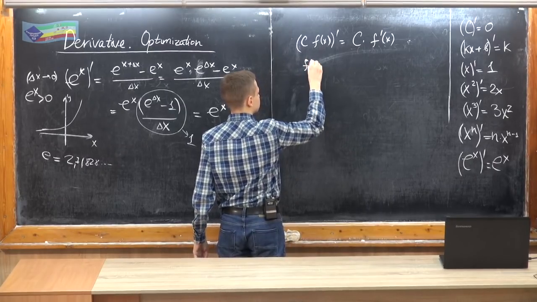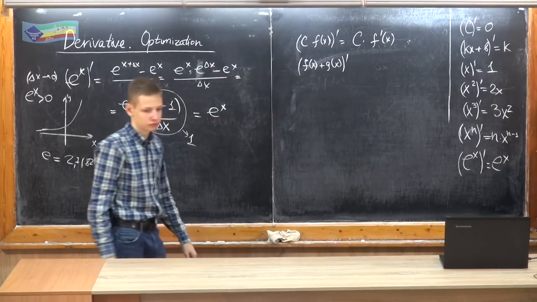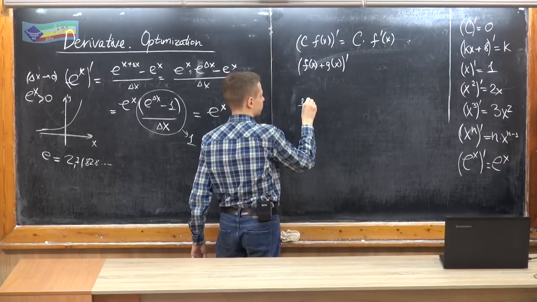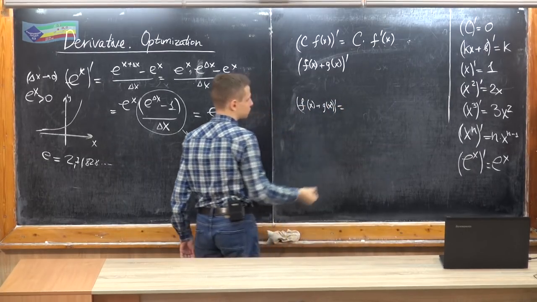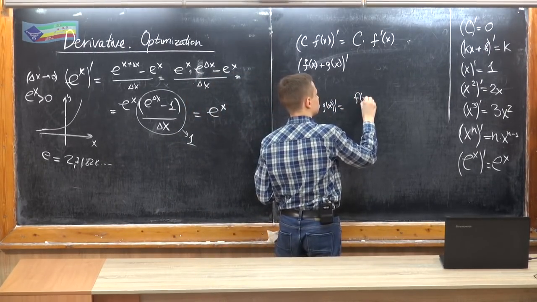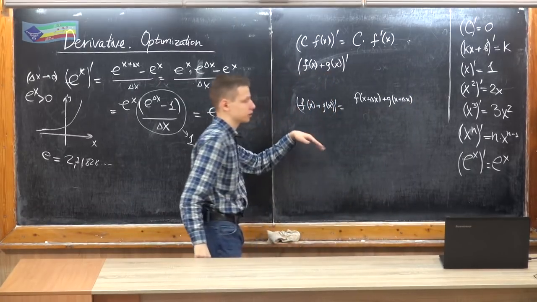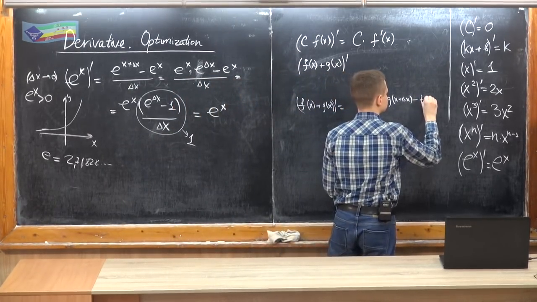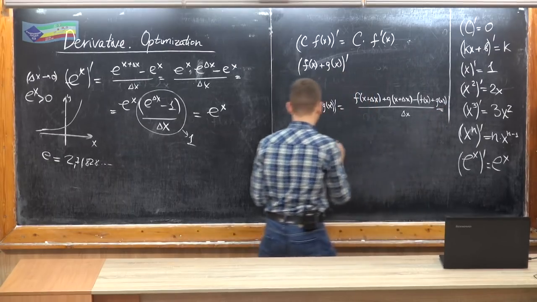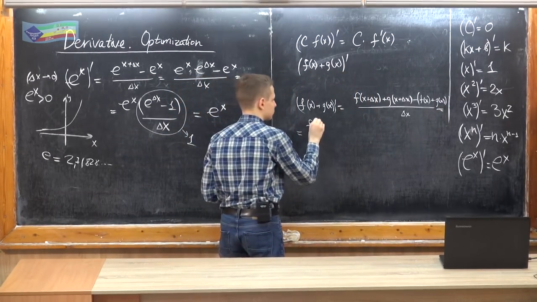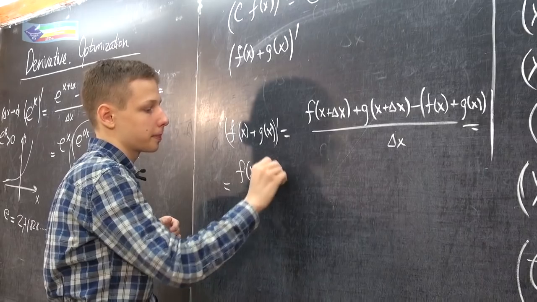Then, if we have two functions, what to do with them? So we can see that the derivative of this function can be represented by definition, but then we can set these two functions apart and get two fractions.